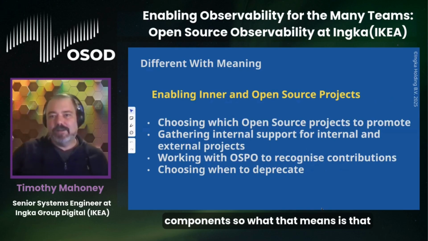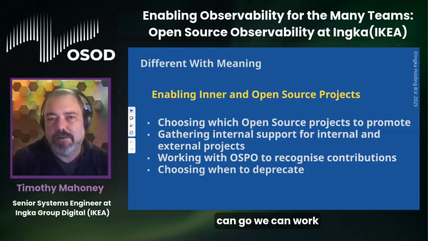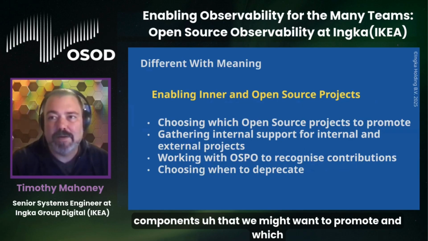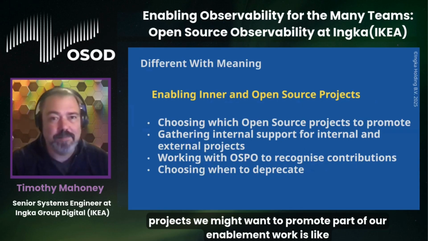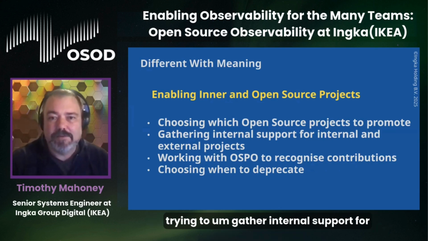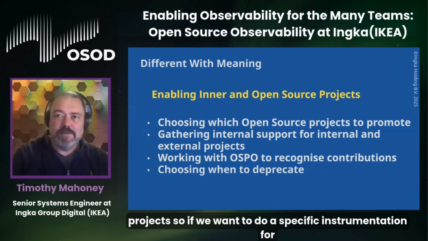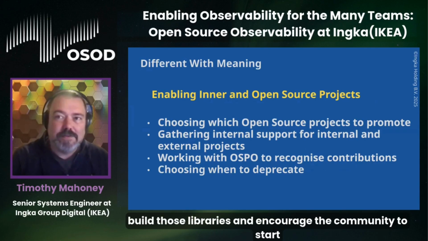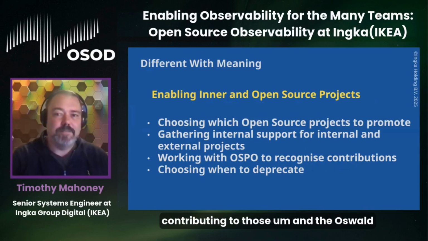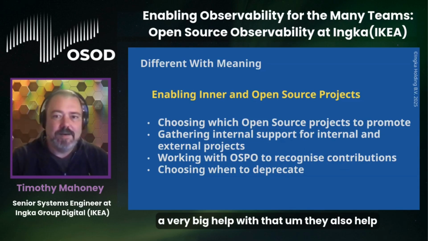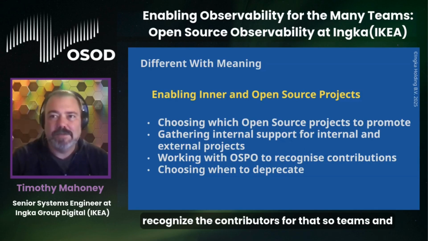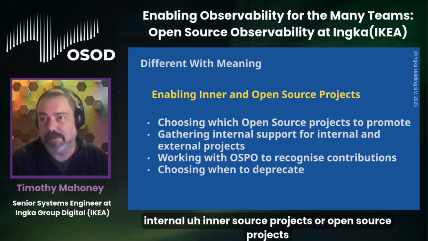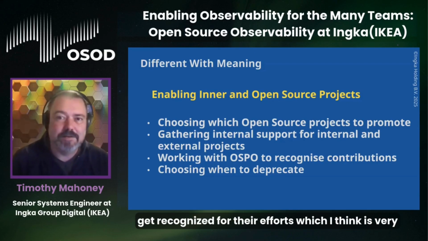So what that means is that we can work with the OSPO office and decide which components and which projects we might want to promote. Part of our enablement work is trying to gather internal support for projects. So if we want to do a specific instrumentation for something that the company uses, we want to help build those libraries and encourage the community to start contributing to those. And the OSPO office is a very big help with that. They also help recognize the contributors for that. So teams and individual contributors that help with internal inner source projects or open source projects get recognized for their efforts, which I think is very nice.